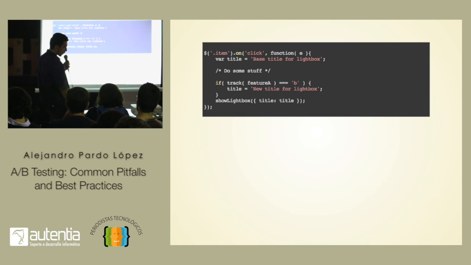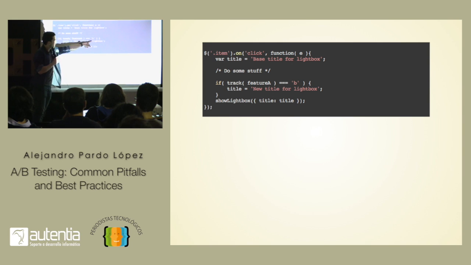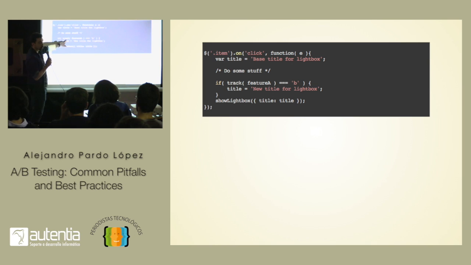We want to do an A/B test with it, and we want to change the title. A simple way of doing this is, if I'm in the variant B, the title is not going to be base, but it's going to be the new title, and we pass it to here. That's it. The nice thing about this is that you're tracking when people are going to be exposed to the change, which is the title of the lightbox.